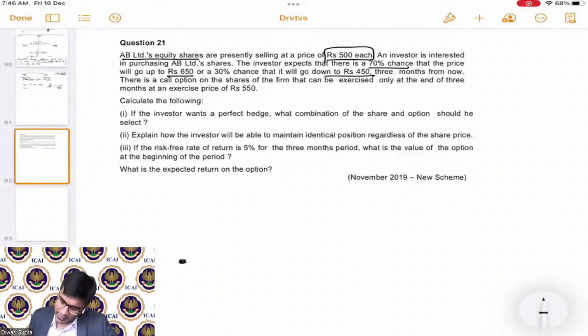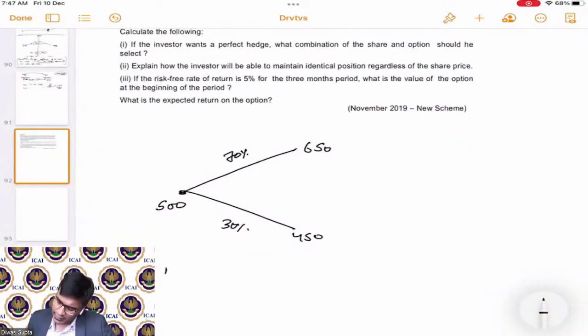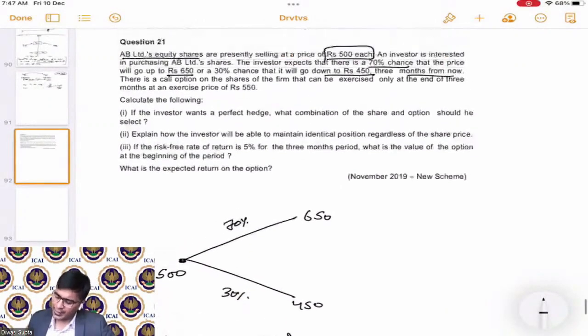So currently, what is the price? 500. There are two chances. There is a 70% chance that it will go up to 650 rupees, and there is a 30% chance that it will go down to 450 rupees. Seems similar to the binomial model, correct? We are given two results, one is 650 and one is 450, with the respective probabilities. And all this will happen 3 months from now. Today is 0, and this is 3 months. This is how it is going to happen.